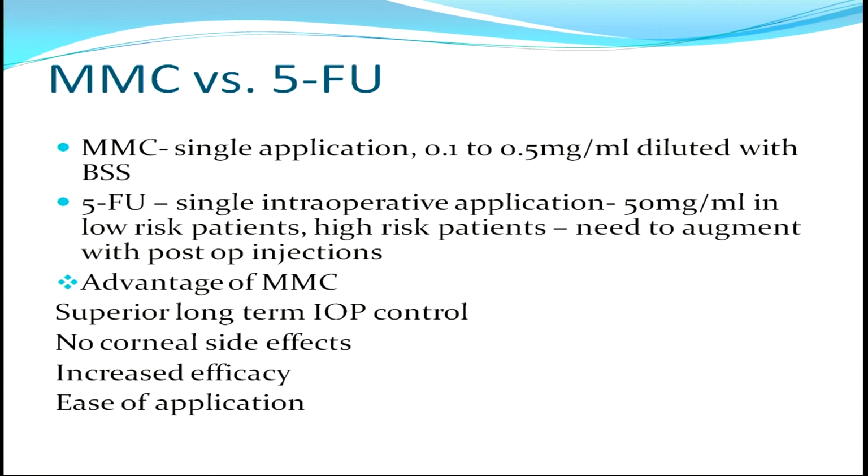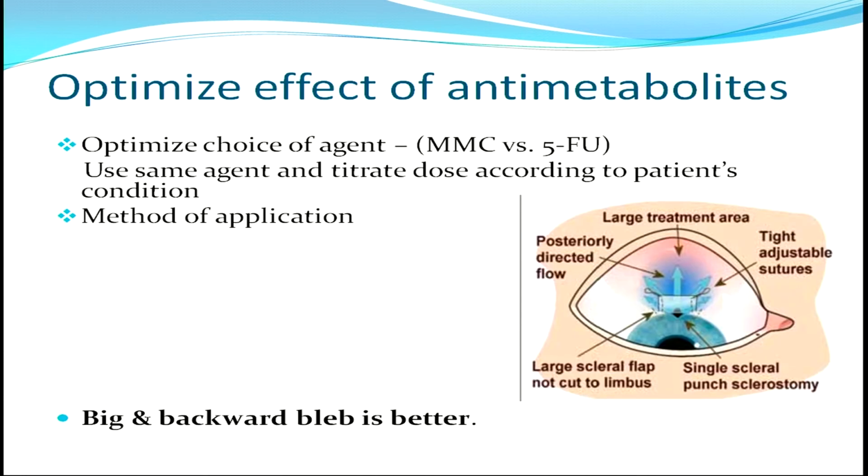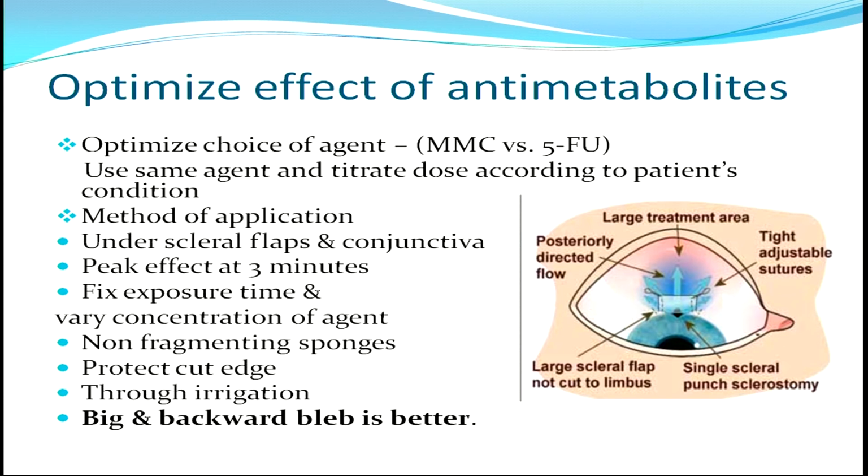Mitomycin is used as a single-dose application, 0.1 to 0.5 mg per ml diluted with BSS, and 5-fluorouracil is used as a single intraoperative solution of 50 mg per ml, but it has to be augmented with a post-operative regimen also. The benefits of mitomycin C over 5-fluorouracil are that mitomycin has superior long-term IOP control, no corneal side effects, increased efficacy, and ease of application because it doesn't need post-operative augmentation. To optimize the effect, we have to optimize our choice of agent as well as the method, so that it should be under the scleral flap. I'll be discussing it in the video.